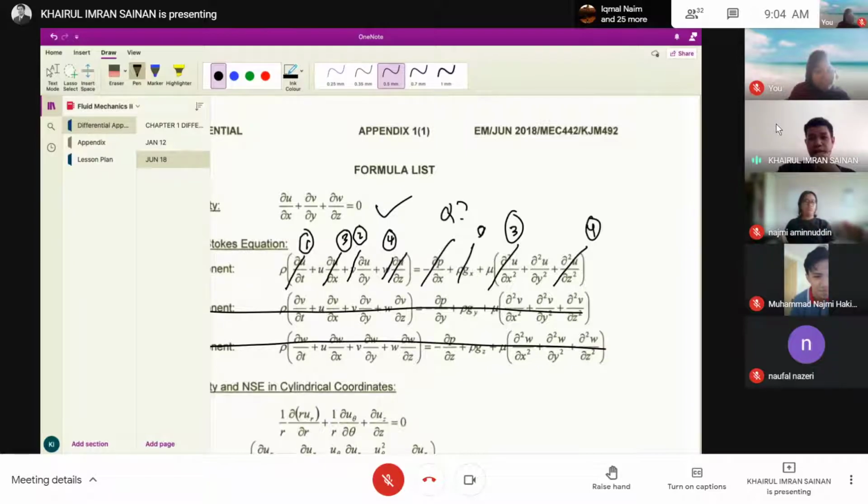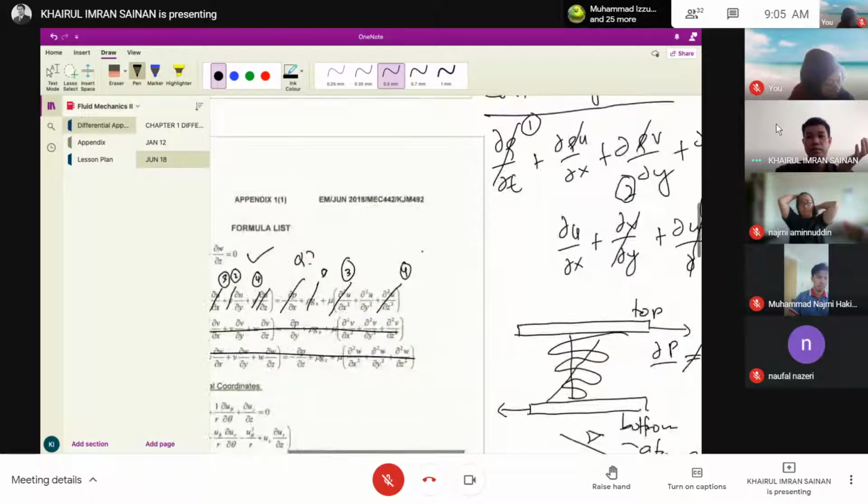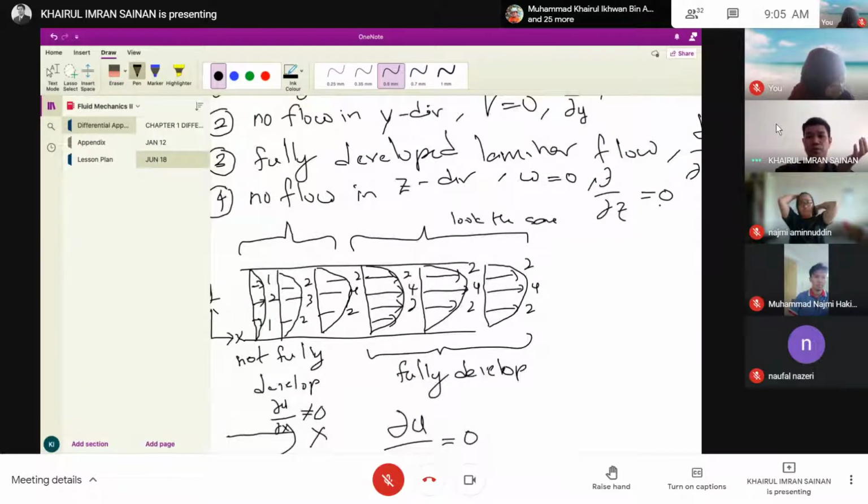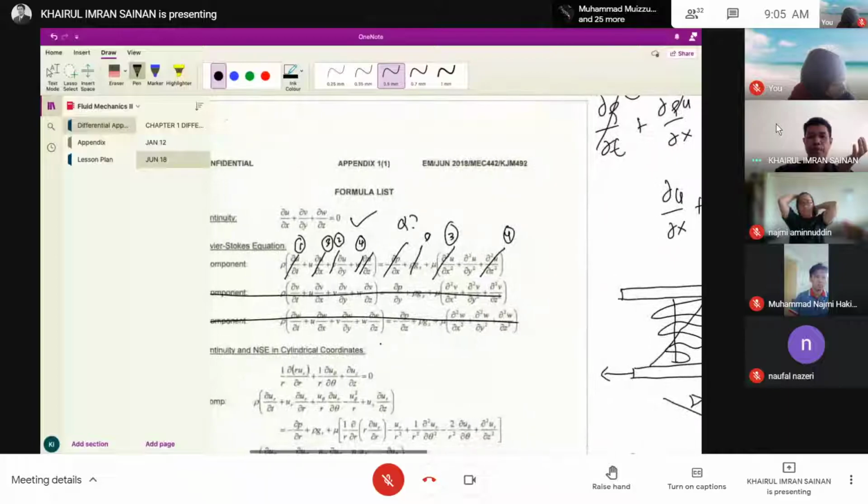Del u over del y here, I cannot cancel. But since I cancel out v, meaning v equals to 0, the whole term is cancelled out. So del u over del z, I also cancel out due to number 4. Del over del z equals to 0. Alright, done.